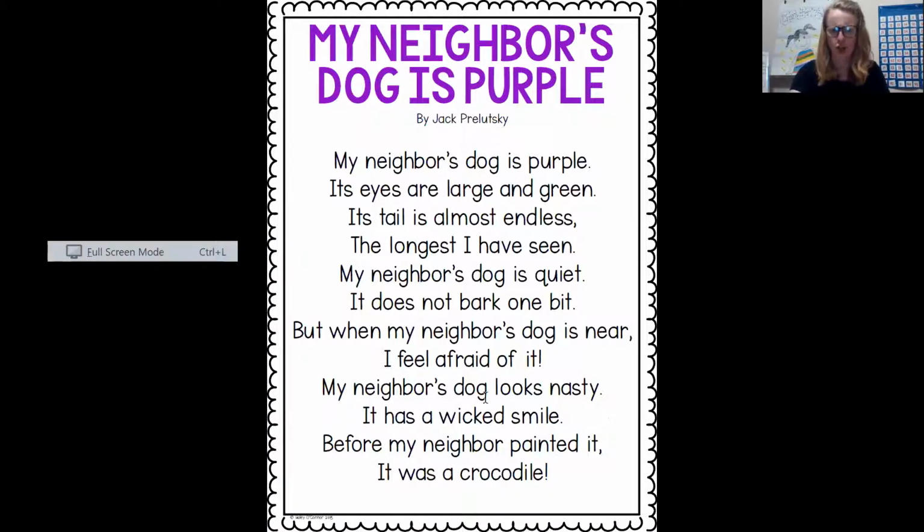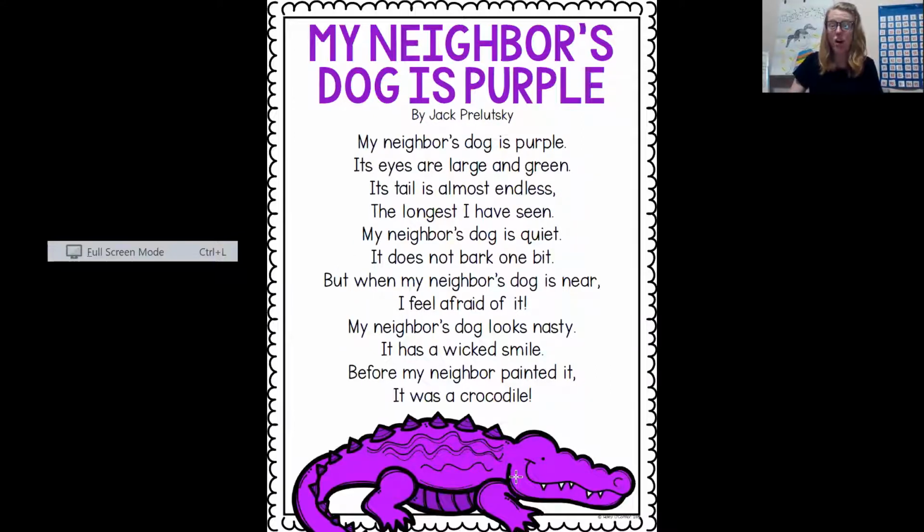My neighbor's dog looks nasty. It has a wicked smile. Before my neighbor painted it, it was a crocodile. Oh my goodness. Are we talking about our neighbor's dog? No, we're talking about my neighbor's crocodile. Oh my goodness, the picture that I have in my mind is completely different than when I started.